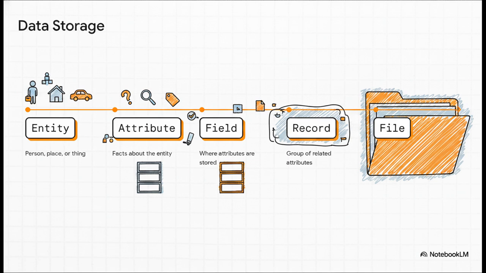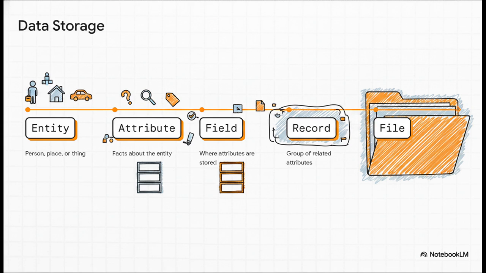Computer-based storage builds up in a very specific, logical hierarchy. It's like a giant puzzle. Let's ground this with a real-world corporate example. We start with an entity. Think of this as your absolute top client. Next is an attribute, which is a specific fact about that entity, like their primary shipping address.